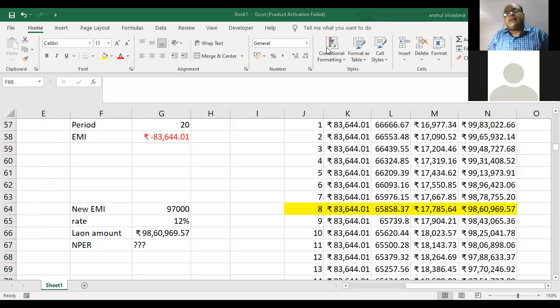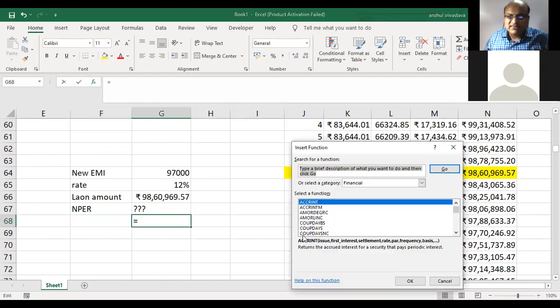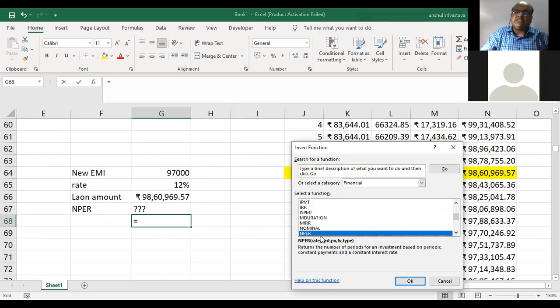232 was when the EMI was 83,644 and the rate was 8%. That was 232. But now the interest has increased and this guy says I cannot pay more than 97,000. If he paid at 232, what would the EMI be? We'll come to that later. Here he will not be able to maintain the original 232. So we have to calculate what will be the new NPER. For that, which function are we going to use? We are going to use the NPER function.